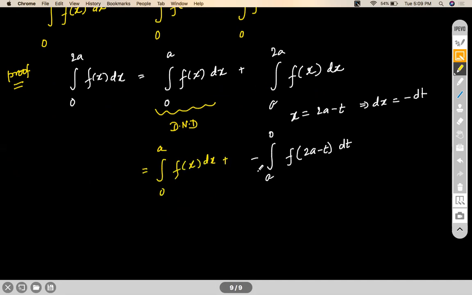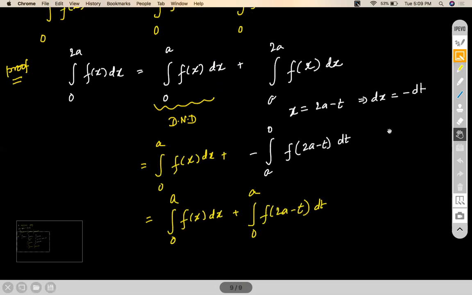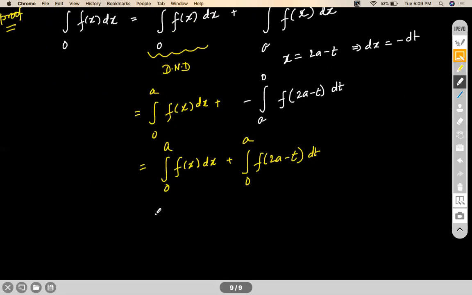Now change the upper and the lower limit position and absorb this minus sign. When you absorb the minus sign, it becomes plus integral 0 to a f of 2a minus t dt. And as you know, there is nothing in the name. This t can be replaced back with an x. And there you go. This proves your given property.